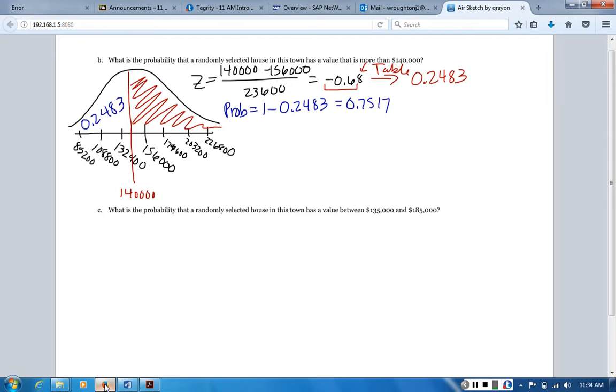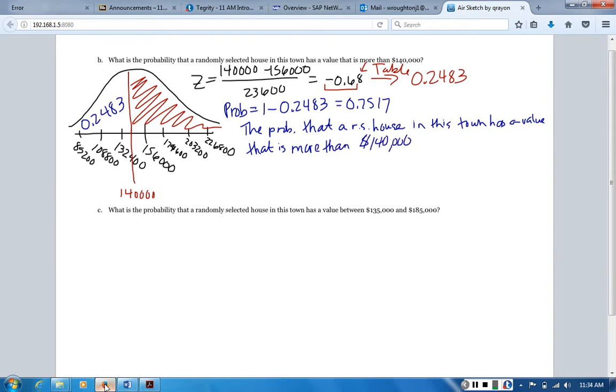Alright, so last, interpreting. So we can then say the probability that a randomly selected house in this town has a value that is more than 140,000 is our 0.7517, or prefer again the percentage to be 75.17%.